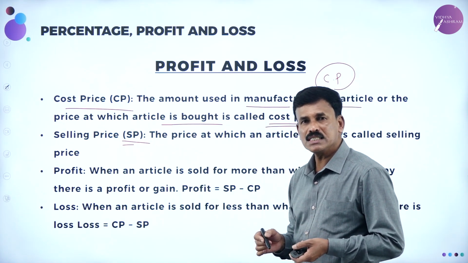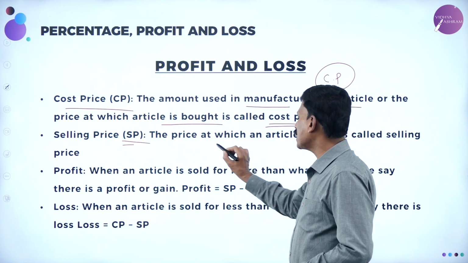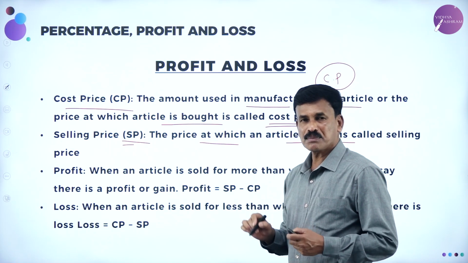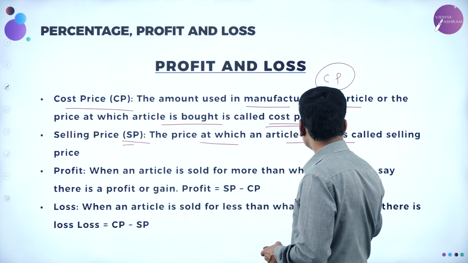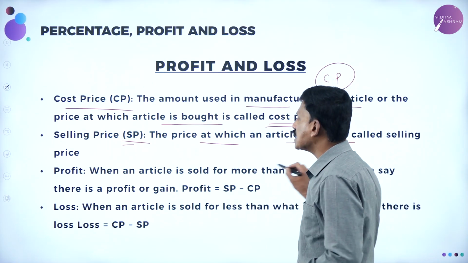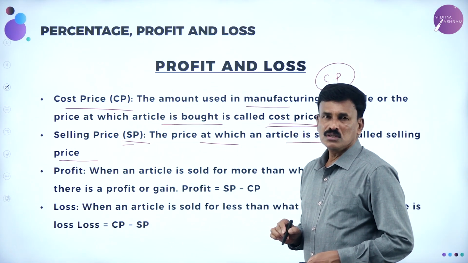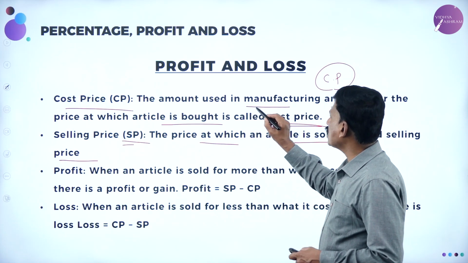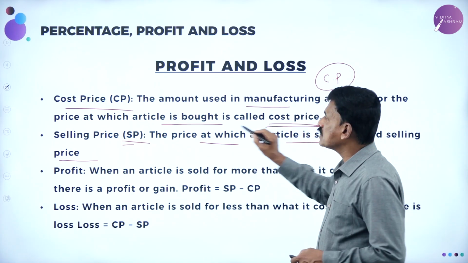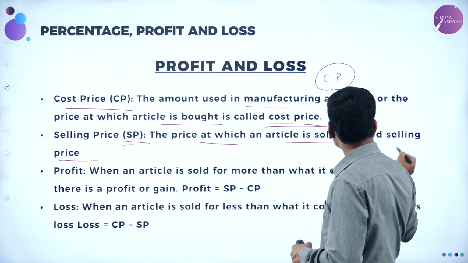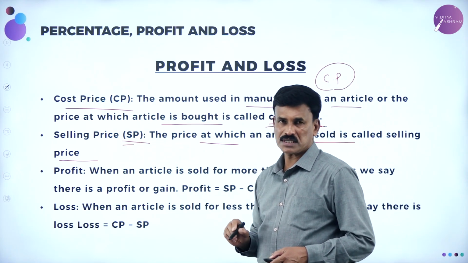Now what is selling price? SP. SP is nothing but the price at which an article is sold. The price at which you are going to sell the article is called the selling price. So the selling price is denoted as SP. One is the amount used in the manufacturing of an article, called the cost price. Another one, the price at which the article is sold, is called the selling price.